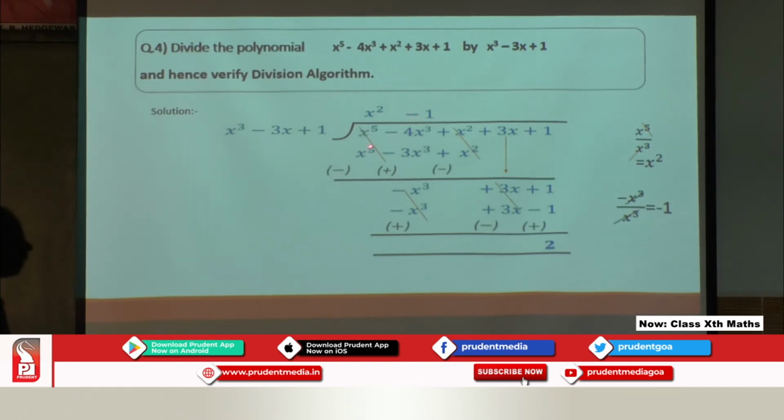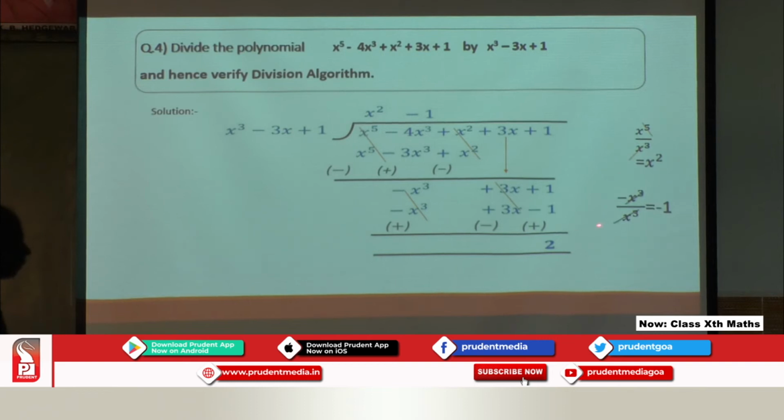again x cube into minus 1, that is x cube, you got here negative sign because negative into positive is negative, x cube 1 is x cube. Then again the second term is there here, minus 3x. So minus into minus plus, 3x 1 is 3x. Again plus 1 into minus 1. So positive into negative is negative, 1 1 is 1.